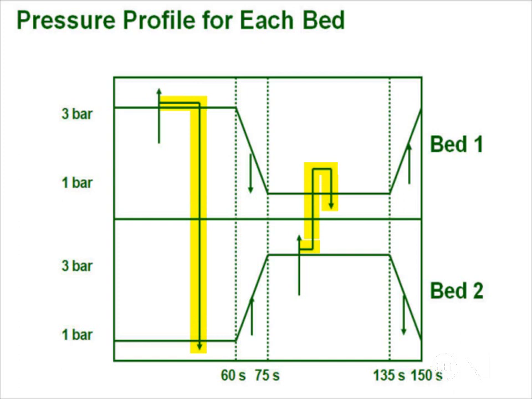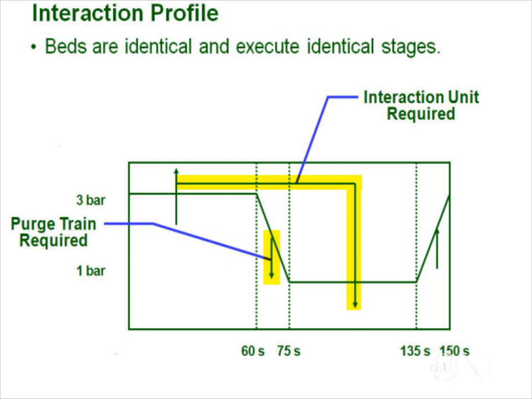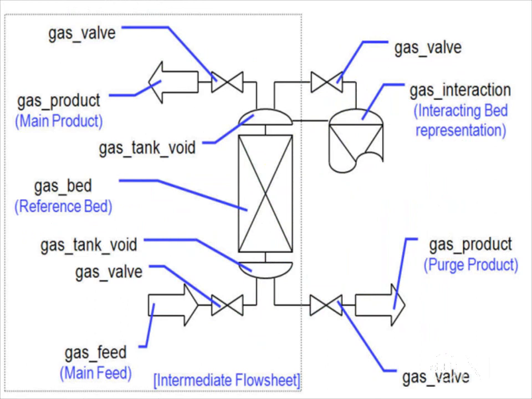Assuming both beds are identical and execute identical stages, instead of sending material to a real interacting bed, we record relevant information on flow, pressure, and composition in a gas interaction unit block. When the bed is receiving material, instead of receiving material from a real bed, the recorded information earlier in the cycle is played back and used. For the full flowsheet, we're going to add to the intermediate flowsheet 2 gas valves, 1 gas product, and 1 gas interaction.